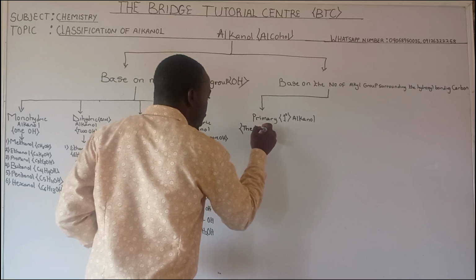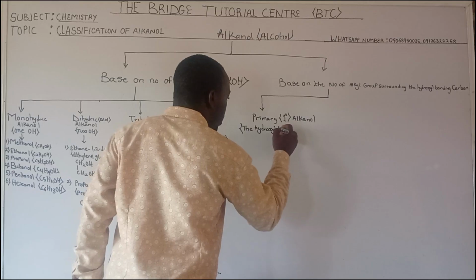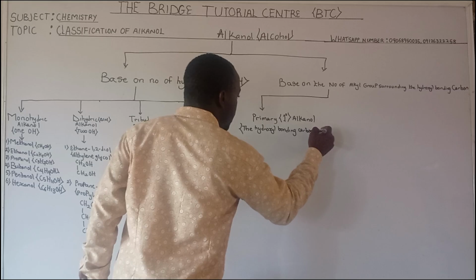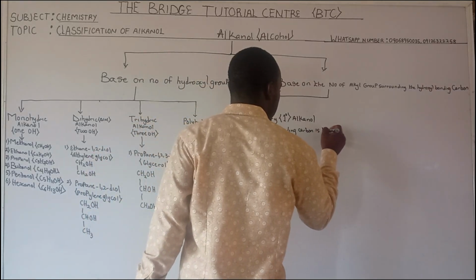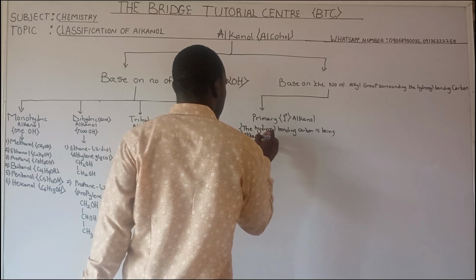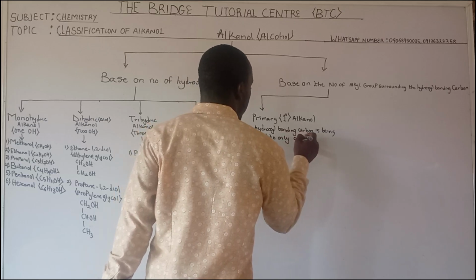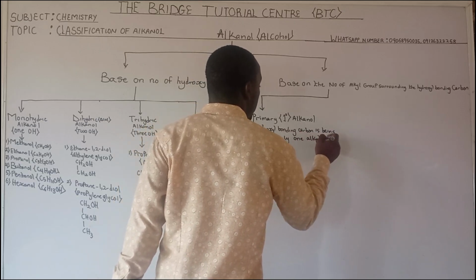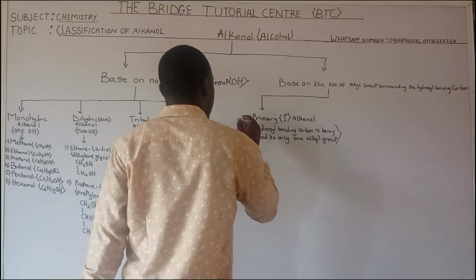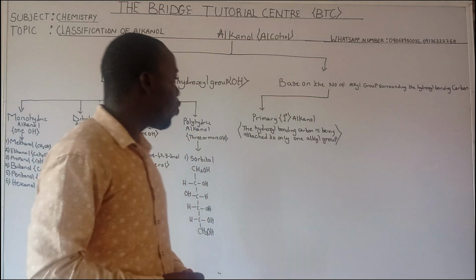That is, the hydroxyl bonding carbon is being attached to only one alkyl group. Okay, so that is our primary alkanol. The hydroxyl bonded carbon is being attached to only one alkyl group.